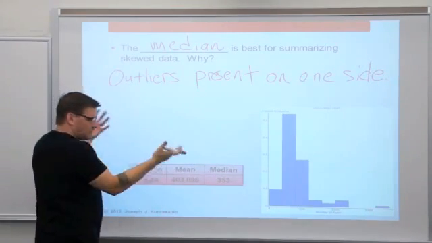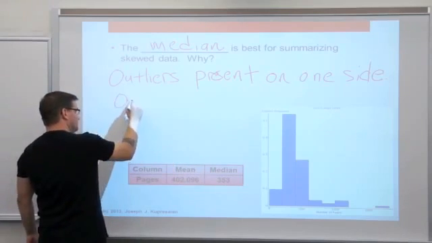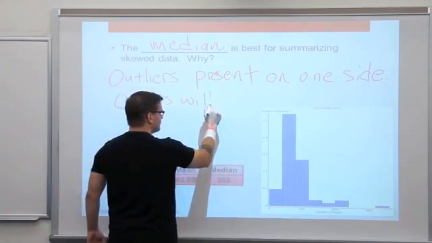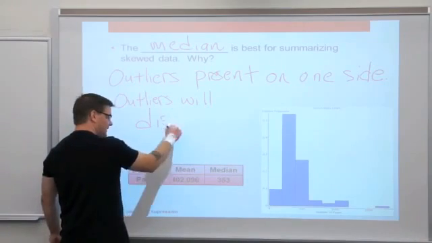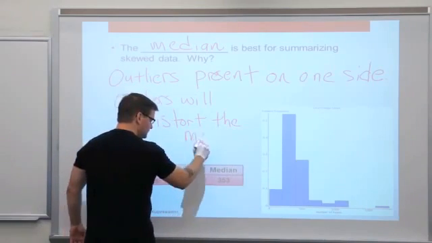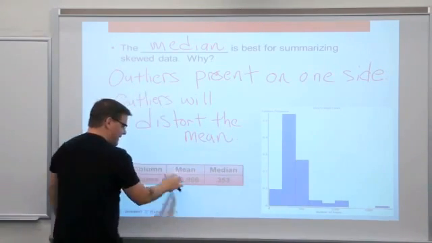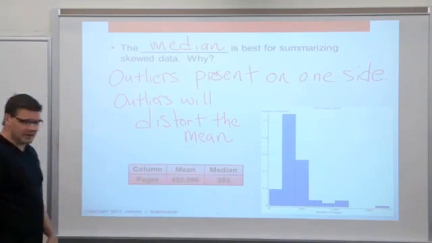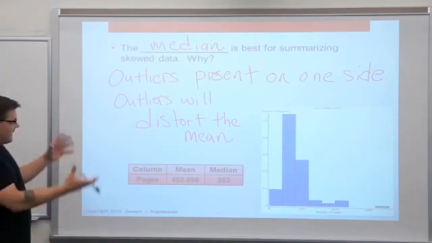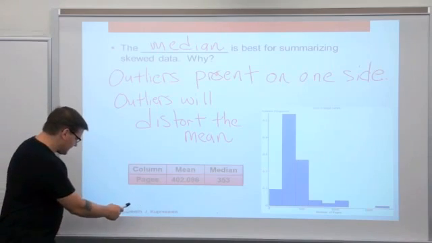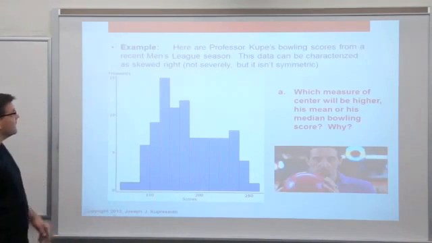And those outliers will affect the mean. I'll even say outliers will distort the mean. Maybe an extreme case here with this mean almost 50 pages larger than the median, but it will always happen. So if the data is skewed, we'll pick the median as the best measure of center. All right, so moving forward here.